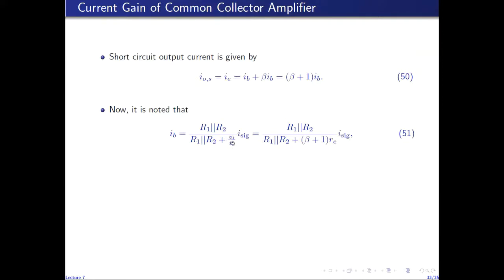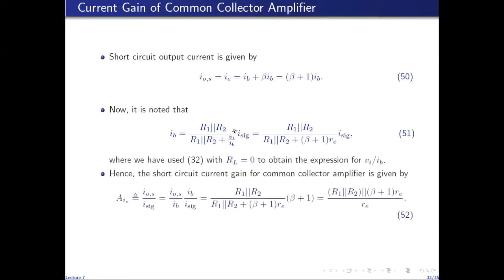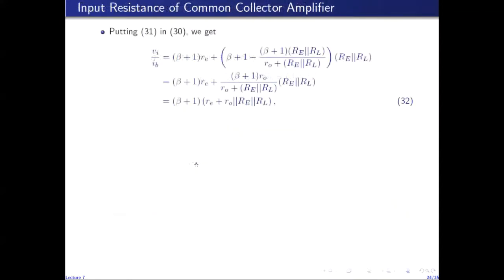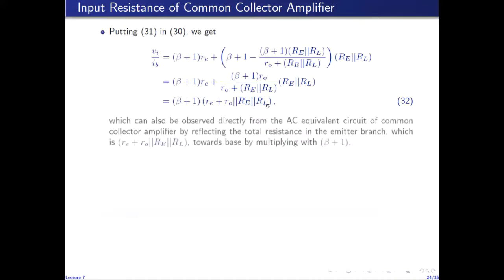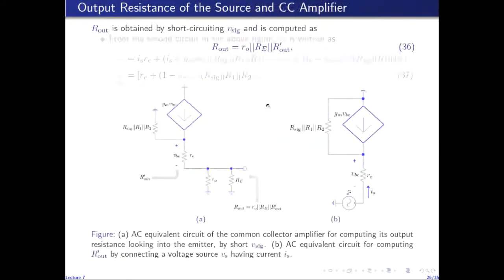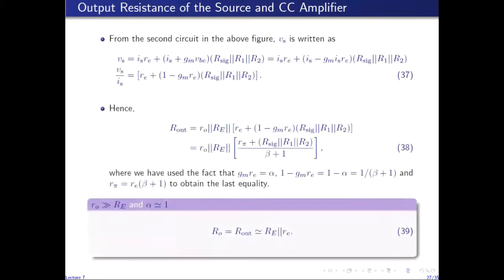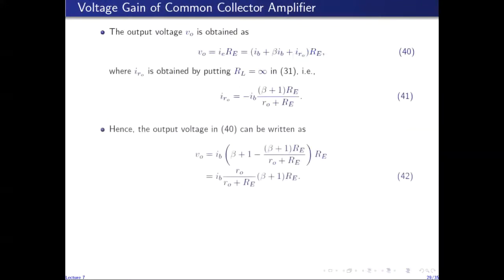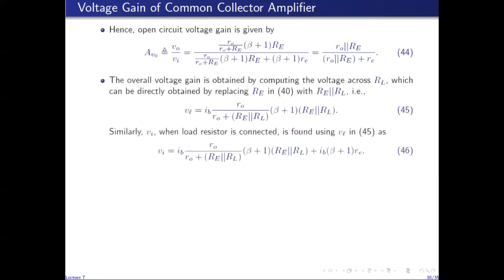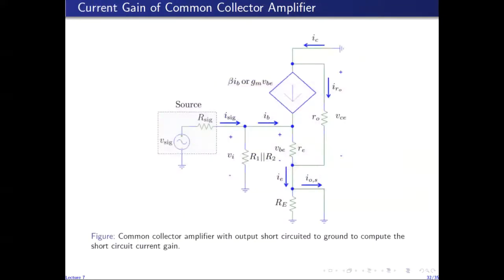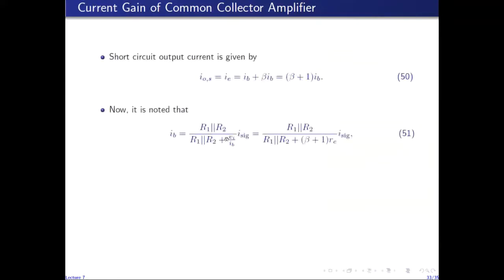We have already found the expression for VI over IB in 32. So VI over IB, which is the resistance seen looking into the base, is given by this expression. And we can use this expression by replacing RL with zero, because now the circuit that we are analyzing has an output which is short circuited to ground. So RL is zero. Putting RL to zero in the actual expression for VI over IB, we get the reduced expression for VI over IB, which is given by this term here, beta plus 1 times small RE.